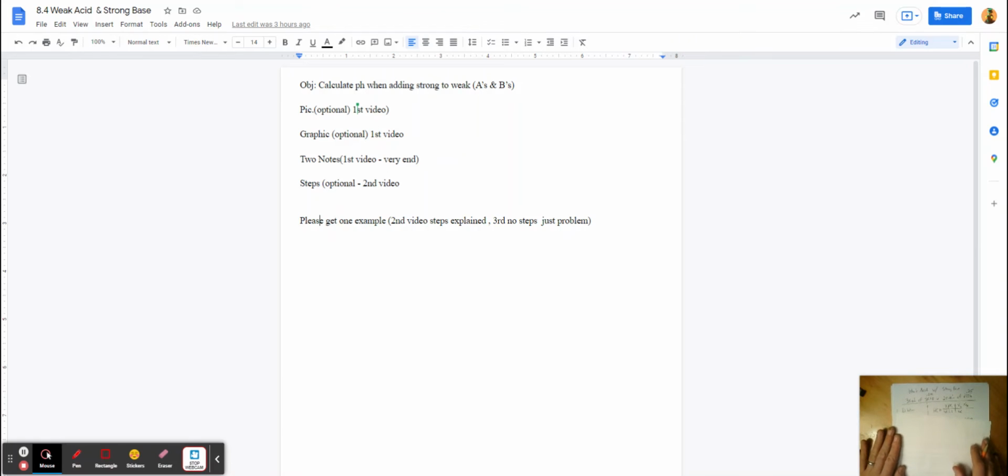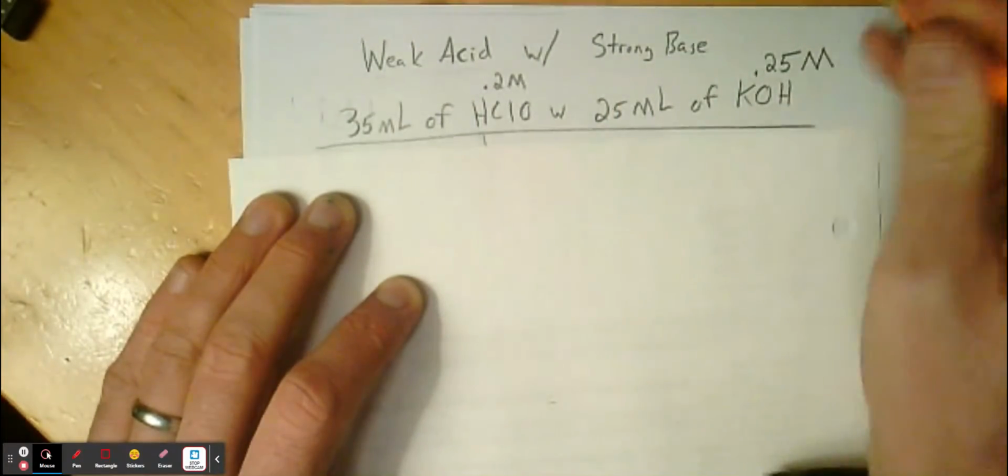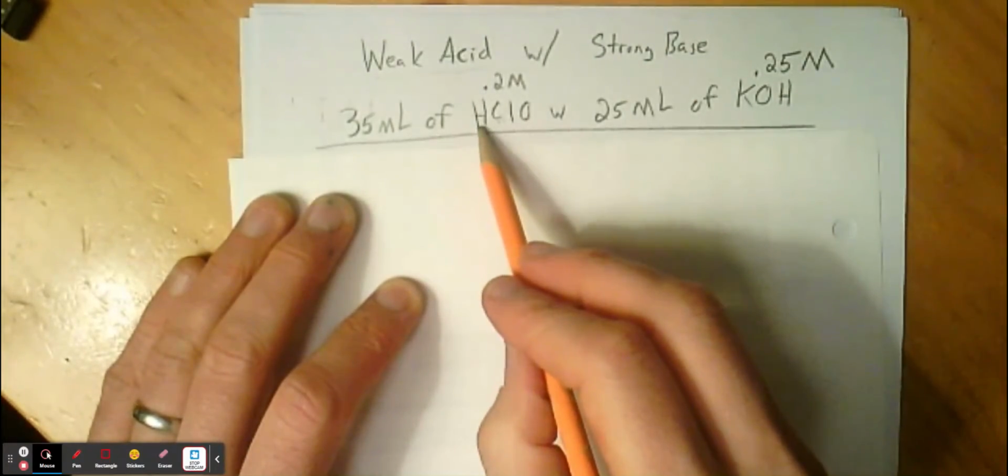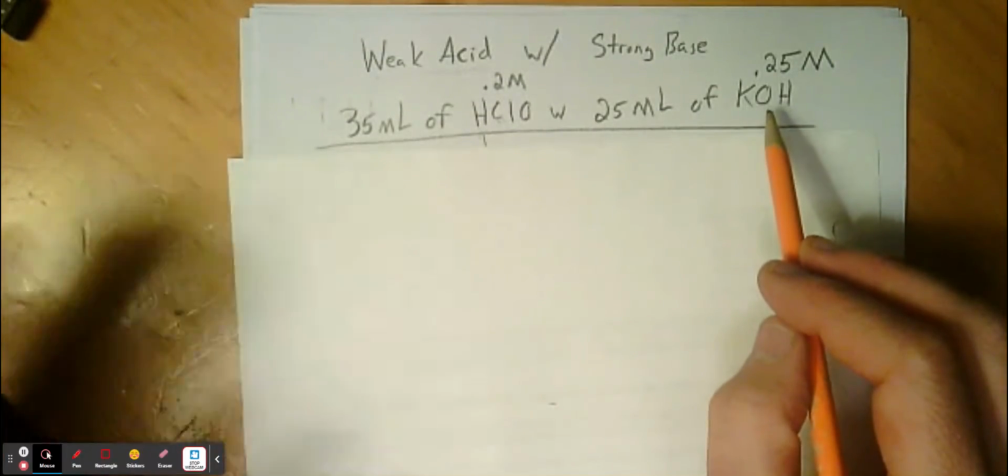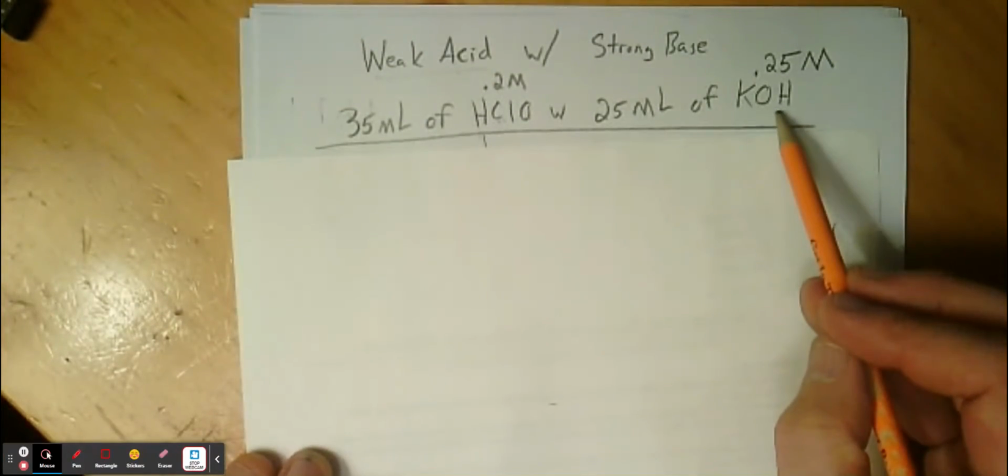So here's our first example. I'm going to go over the steps, what to do for each step, like write out the steps for you on this one. All right, so here's our problem. We're titrating a weak acid with a strong base, and here's my acid. Notice the H, and here's my base.